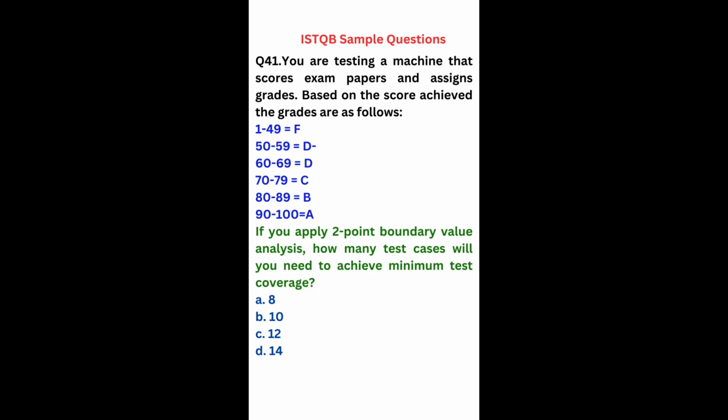You are testing a machine that scores exam papers and assigns grades. Based on the score achieved, the grades are as follows. 1 to 49 equals F, 50 to 59 equals D minus, 60 to 69 equals D, 70 to 79 equals C, 80 to 89 equals B, 90 to 100 equals A. If you apply two-point boundary value analysis, how many test cases will you need to achieve minimum test coverage?